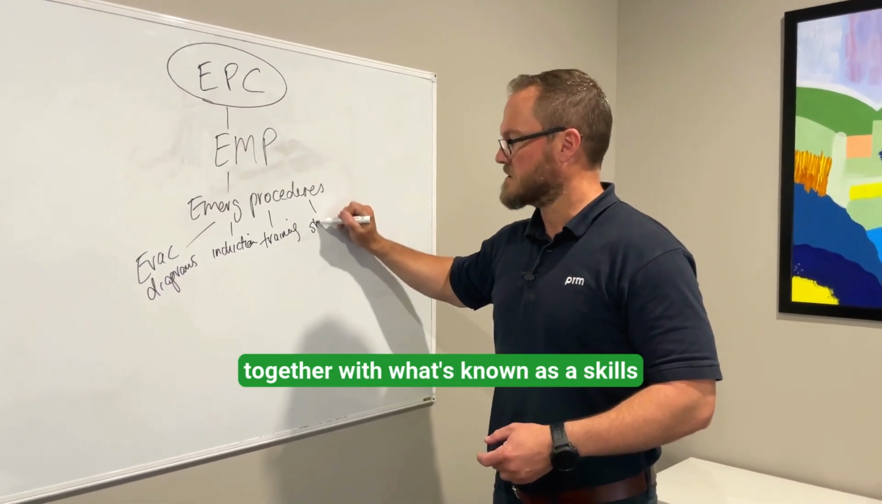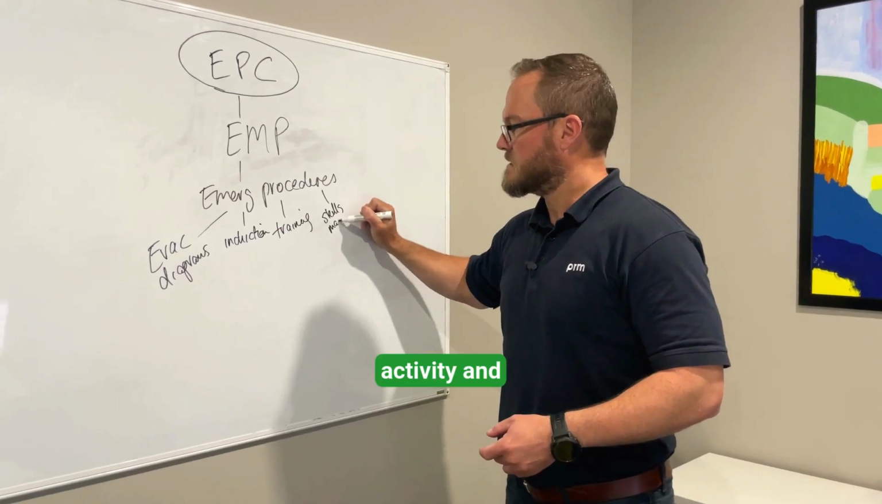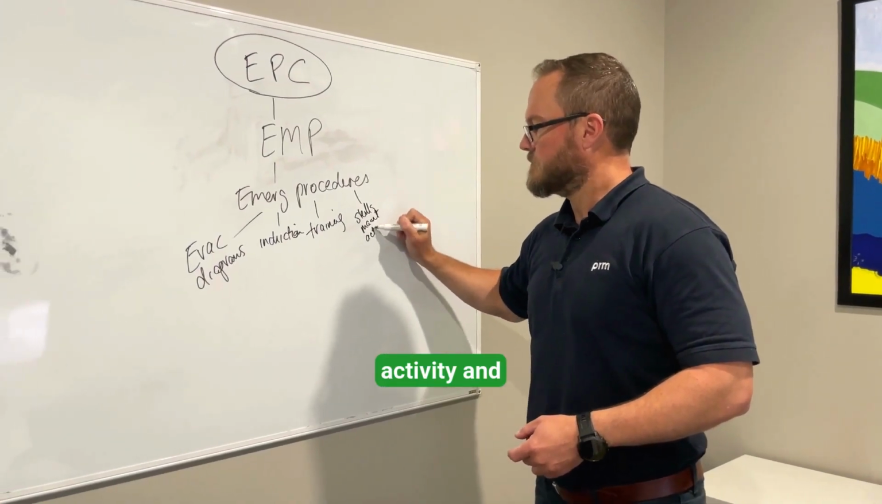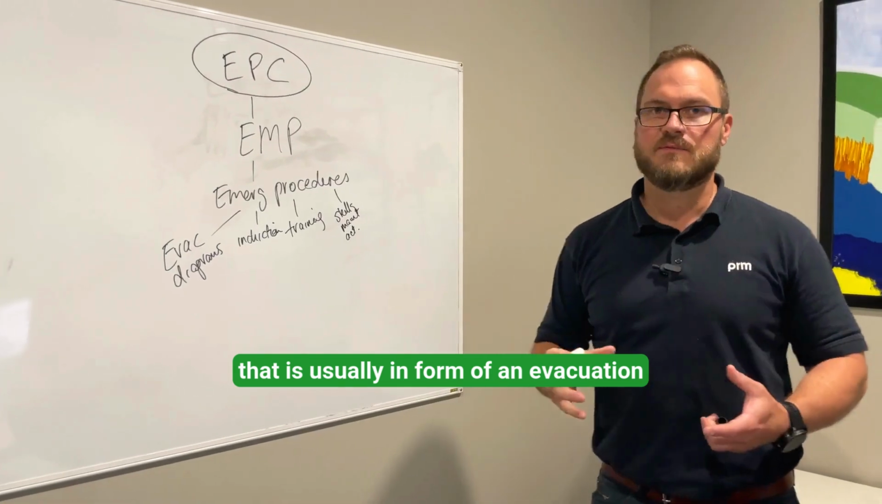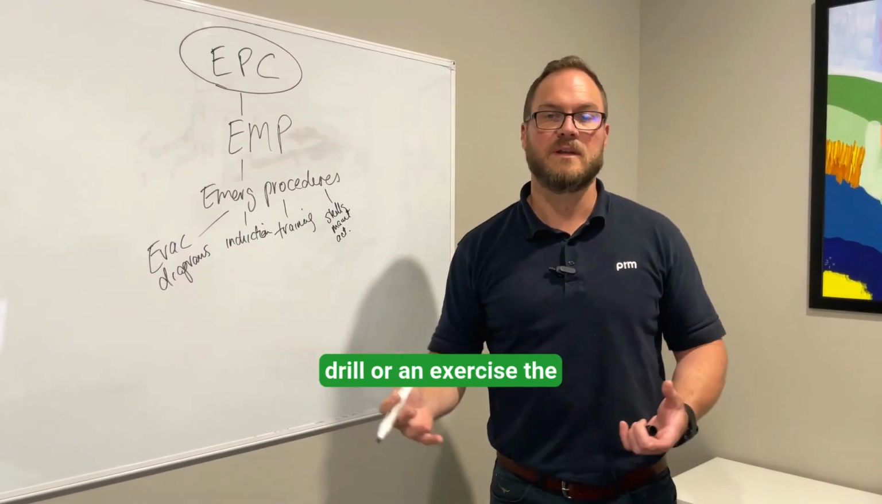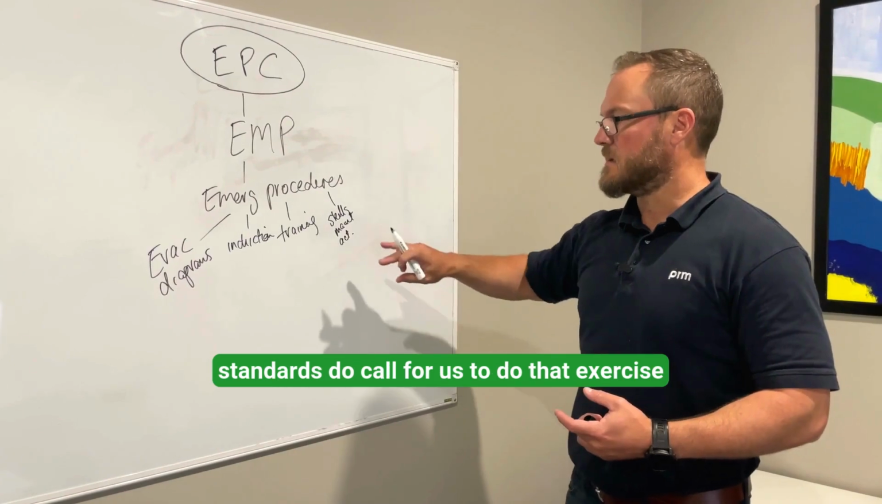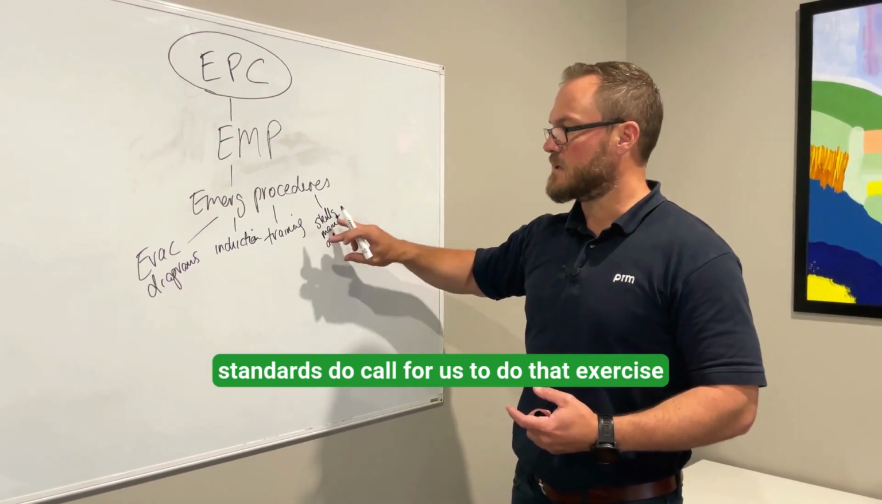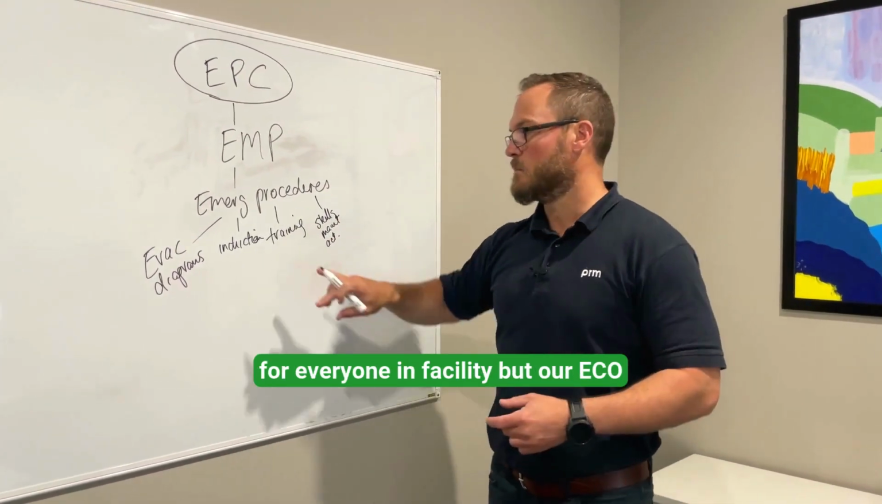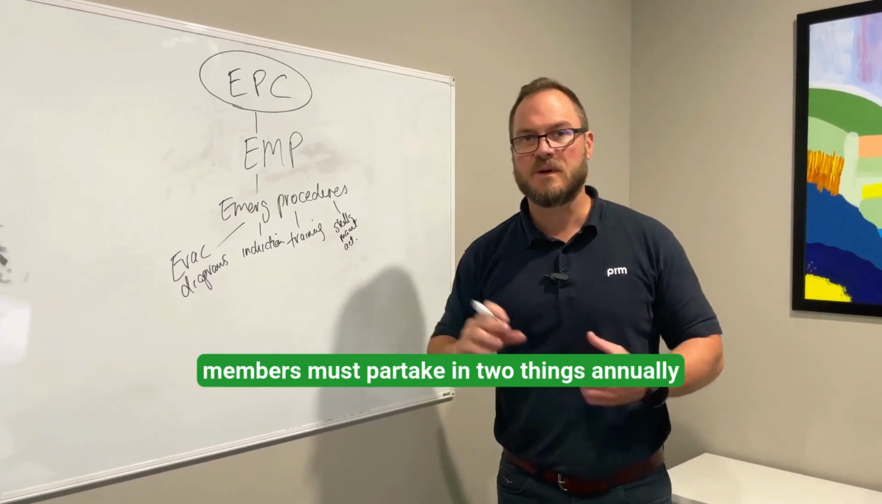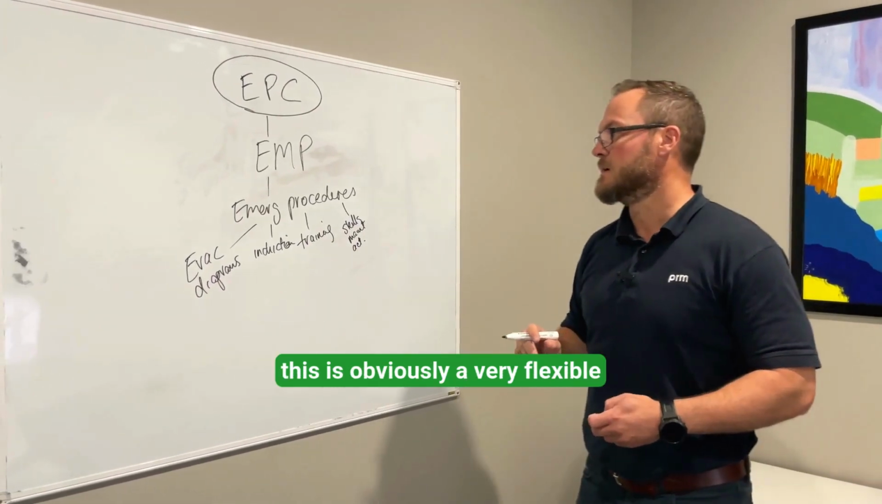and then we tie all that together with what's known as a skills maintenance activity, and that is usually in the form of an evacuation drill or an exercise. The standards do call for us to do that exercise for everyone in the facility, but our ECO members must partake in 2 things annually.